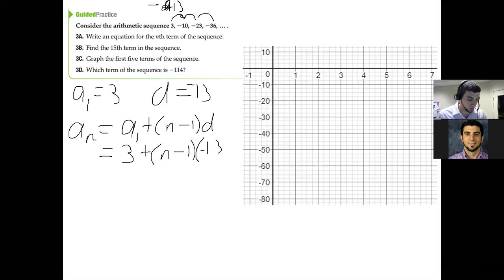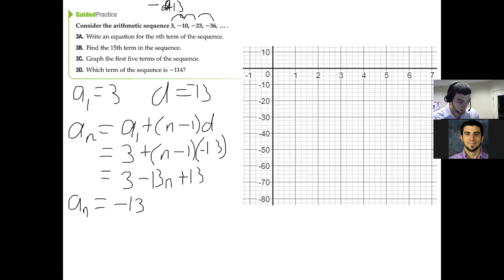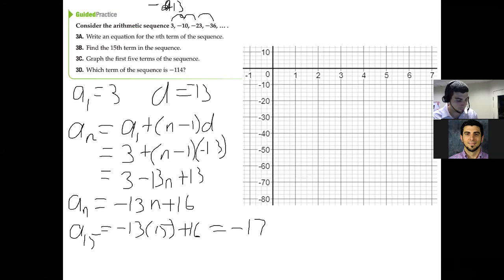It's minus 13. So make sure you put this negative 13 in parentheses here so you don't think it's n minus 1 minus 13. So distribute it, and you would get 3 minus 13n plus 13. So an would equal negative 13n plus 16. The 15th term, you're just going to plug 15 in here. And when you multiply that out, you would get negative 179.